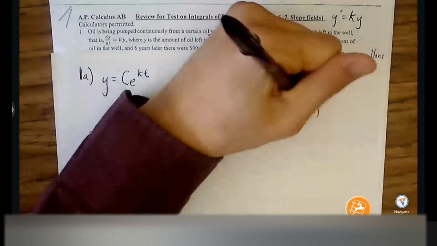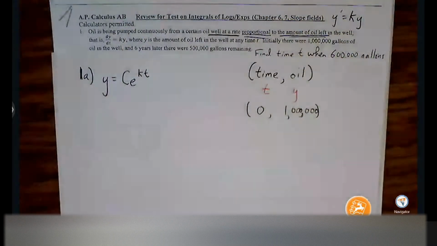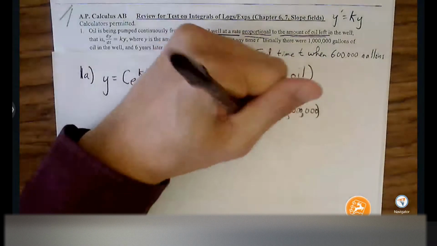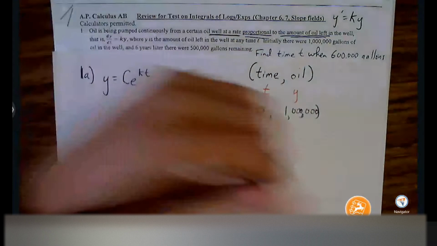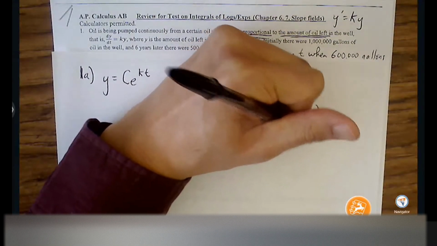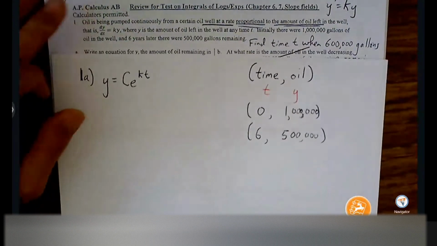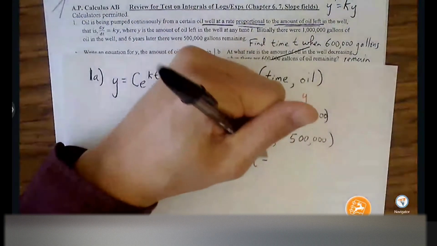1 million gallons of oil at that given time. 6 years later, there's only 500,000 remaining, so half of it is going to be gone. And finally, find a time when there's only 600,000 remaining.